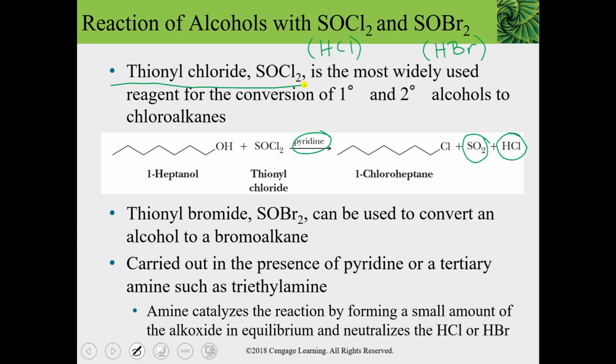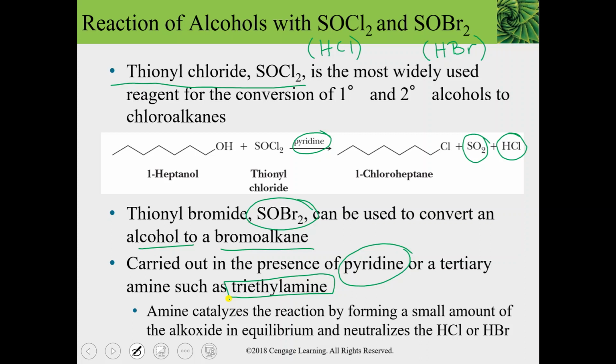Thionyl bromide is how we convert our alcohols to a bromoalkane. So thionyl bromide, alcohol to bromoalkane. And we also are going to do this in the presence of pyridine or some other tertiary amine. A good example is triethylamine. All right, it's got to be done in the presence of these two things.